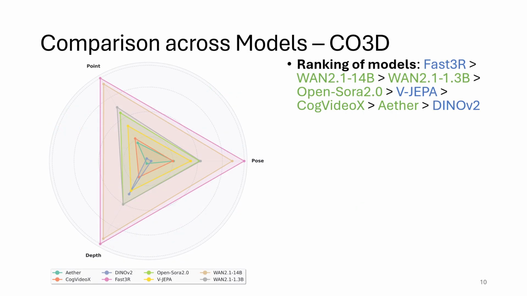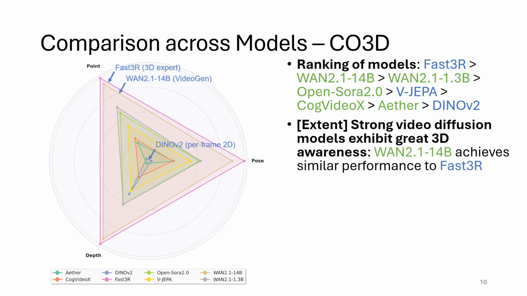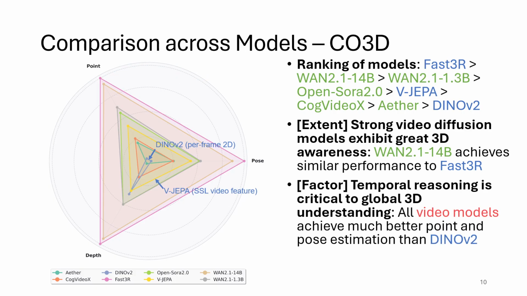On Co3D, the ranking is shown on the right. There are 2 main takeaways. First, on the extent, strong video diffusion models show great 3D awareness. Wan 2.1 14B is close to Fast3R, the 3D expert. Second, all video models beat DINO V2, so temporal reasoning is doing the real work.